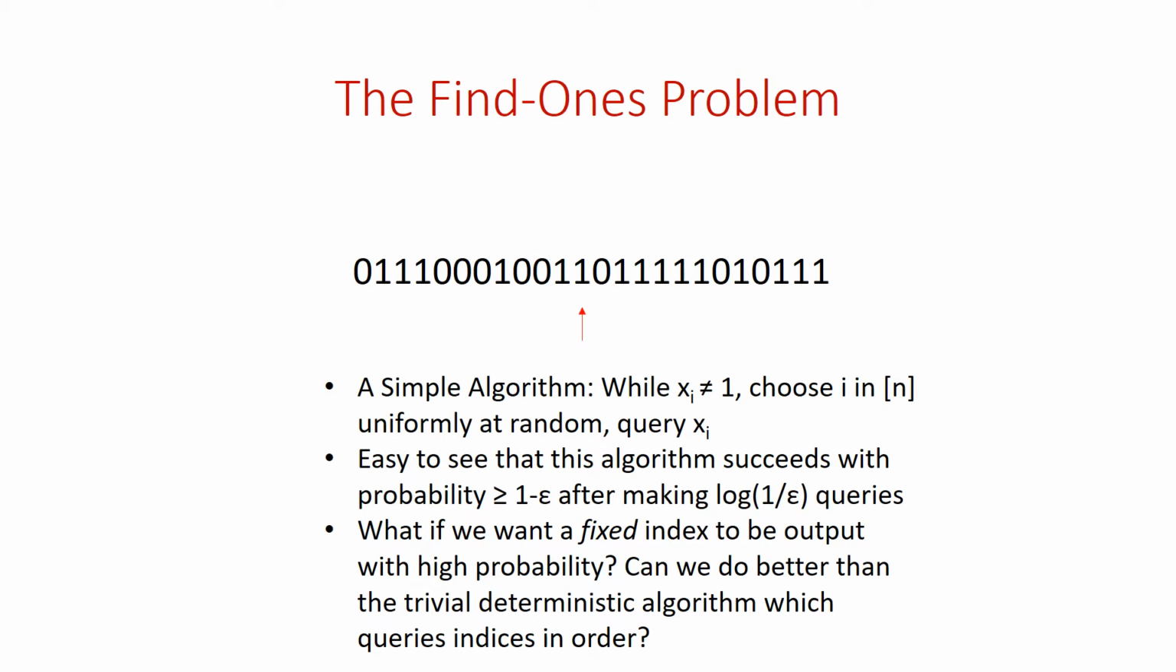So is there a way in which randomness could be useful for a query algorithm without actually impacting the output in a significant way, so that the output really doesn't depend on the randomness, but the randomness helps in saving on the number of queries? This is what pseudo-determinism, the concept of pseudo-determinism, is all about. We want a fixed solution to the problem to be output with high probability. And the question is whether we can do much better than the trivial deterministic algorithm which queries indices in order.